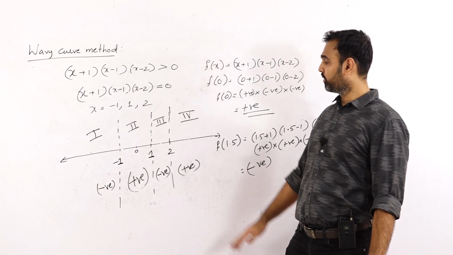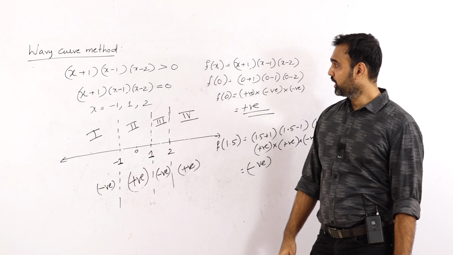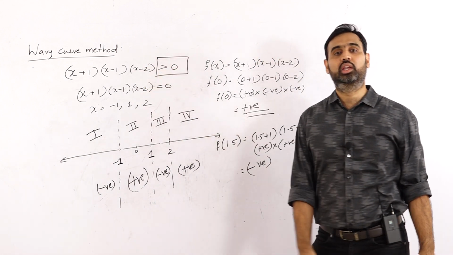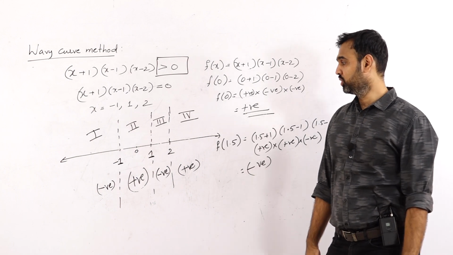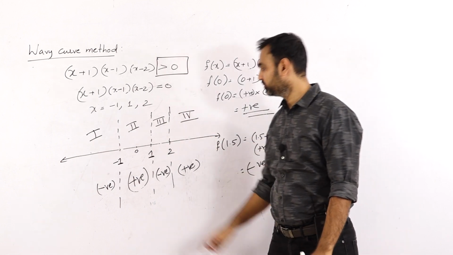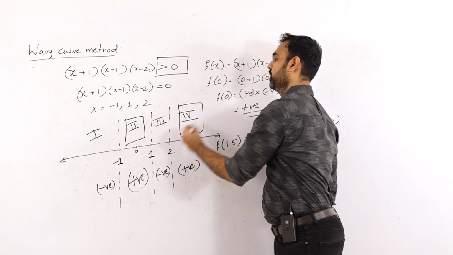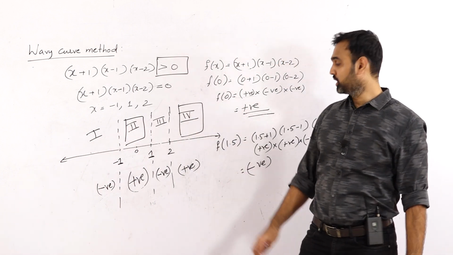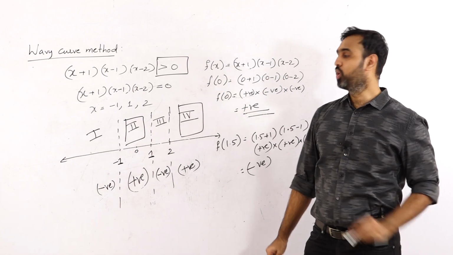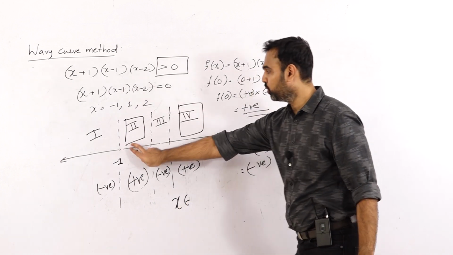Now what is the final conclusion for the value of x for this inequality? You are looking at the actual inequality given in the question, greater than 0. When you say greater than 0, you are talking about the positive region. So region 2 and region 4 are the positive regions. These are the regions where the function gives you positive outputs. So what is the value of x finally? x belongs to region 2 and region 4.